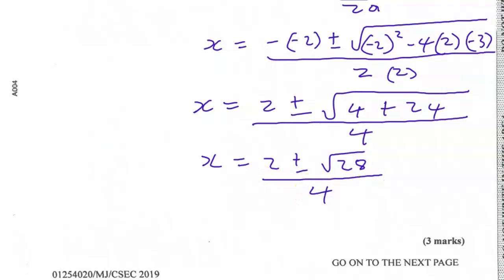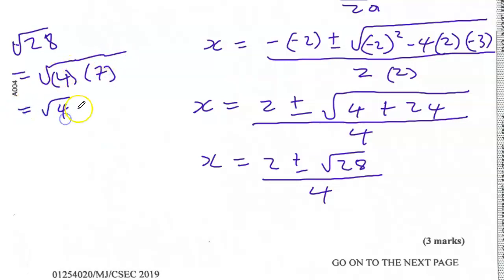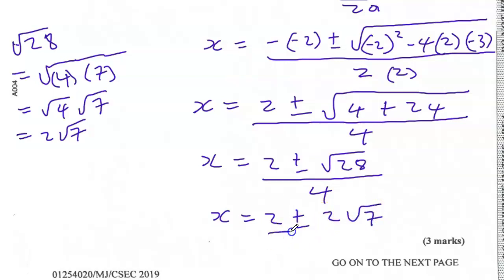Now root 28, we can rewrite as root 4 times root 7. Remember, we rewrite 28 as 4 times 7. So this is root 4 times root 7, and root 4 is 2, so 2 root 7. So root 28 can be rewritten as 2 root 7. So this becomes x equals 2 plus or minus 2 root 7 over 4.